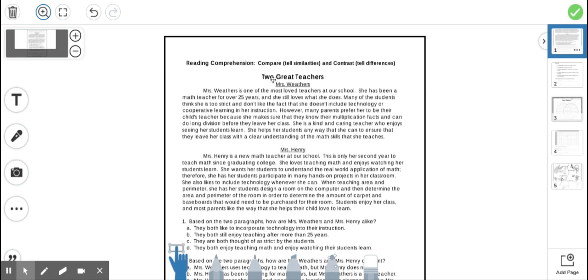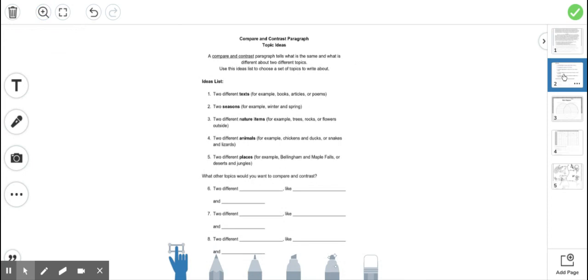We're going to start with this page on compare and contrast. Remember, compare tells how things are similar, and contrast tells how things are different. You're going to read the paragraphs on the two great teachers. Mrs. Weathers is up here, and Mrs. Henry is here. Down below, you're going to answer some questions on how they are alike and how they are different. Compare and contrast.